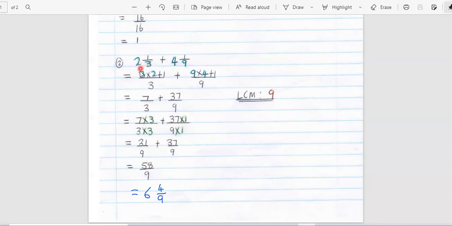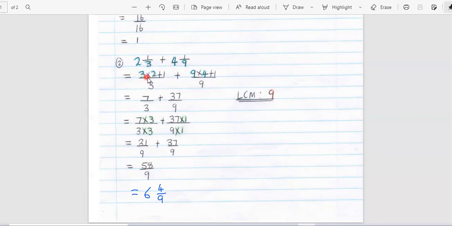So we're gonna go 3 times 2, plus 1 over the denominator, which is 3. So you're gonna bring the same denominator, which is 3. Same thing we're gonna do for our second mixed number. So it will be 9 times 4 plus the 1, over the same denominator, which is 9. So we bring down the same denominator, which is 9.